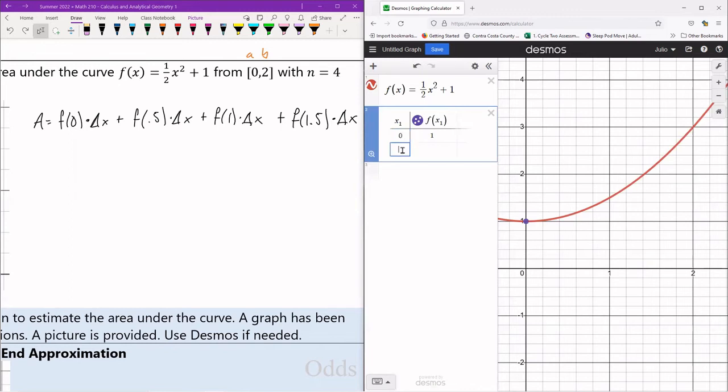The next one is supposed to be 0.5. So I'm going to put in 0.5. And it gives me my function value there. Okay. The next one is 1. And the one after that is 1.5. So it's giving me my function values here.